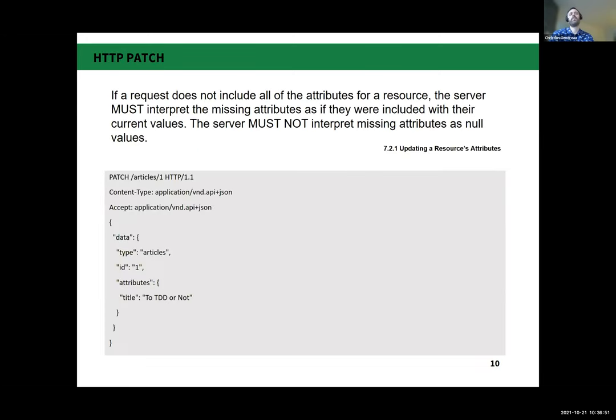So one of the interesting features is really the patch, how they actually define the patch. So when you want to alter, let's say, one attribute in a resource, they basically put in the spec that if you only send one attribute in a patch, that's the only thing that should change. Server must not interpret missing attribute as null value. So it really helps to not carry giant payloads up and down.